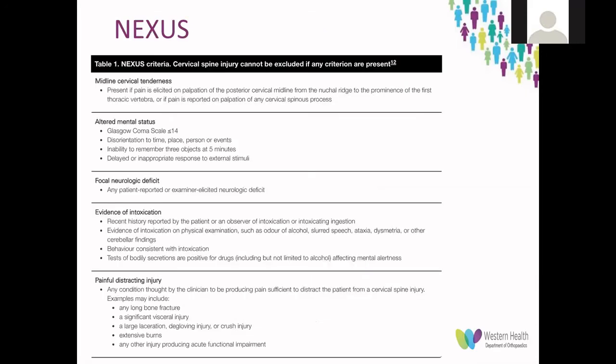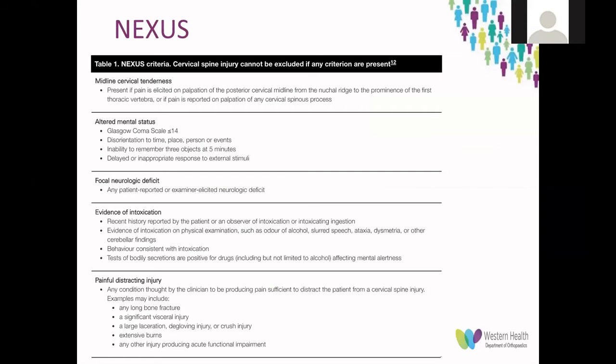The NEXUS criteria, which potentially is slightly more widely used, was published in 2013 in the New England Journal of Medicine. It was based on 800 rather than 8,000 patients, and all but 8 of those who had C-spine injuries were identified. So 8 people were missed. 2 of these were clinically significant injuries and only 1 required surgery. So they've said they have a sensitivity of 99% off that data.